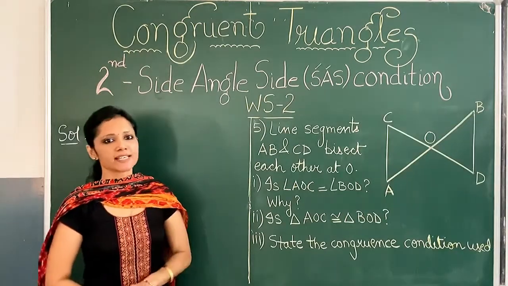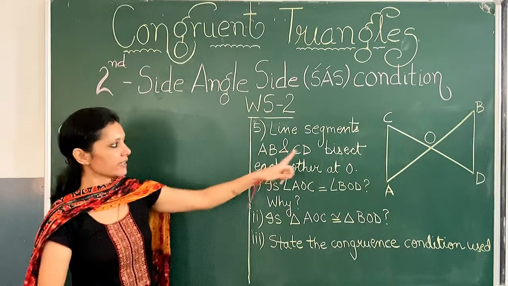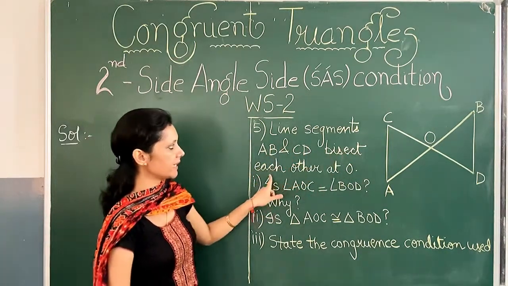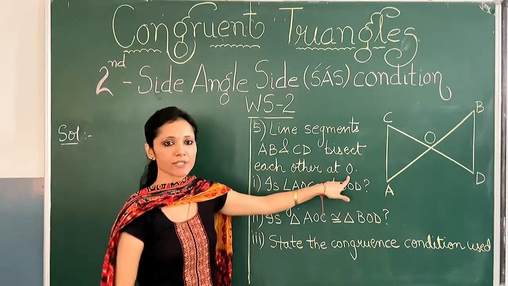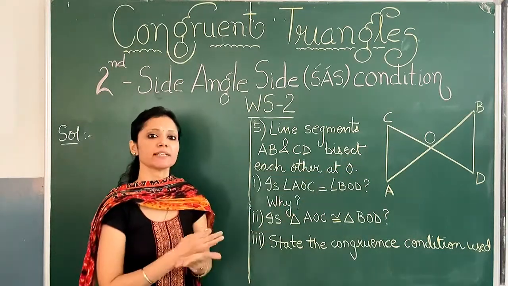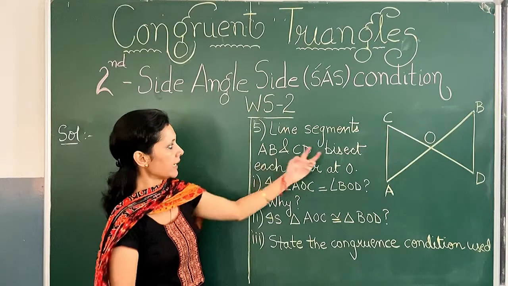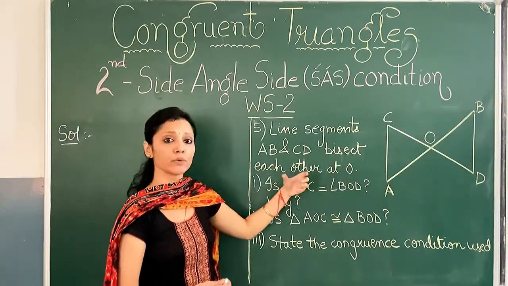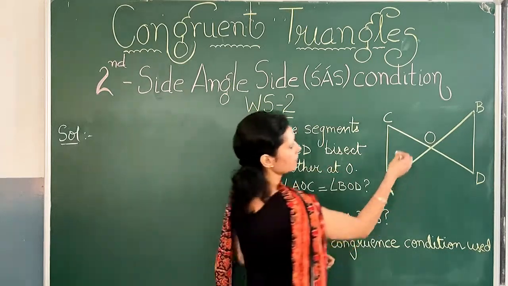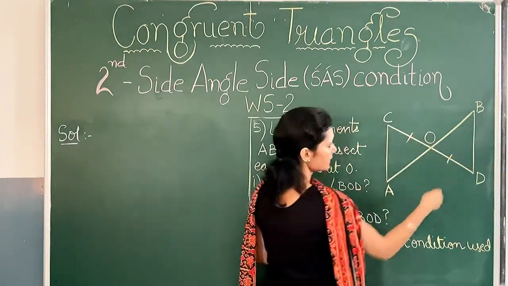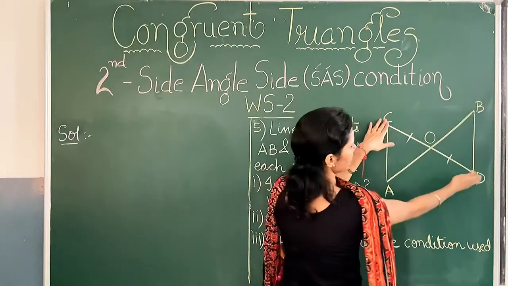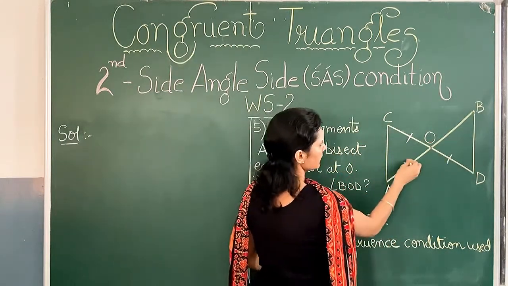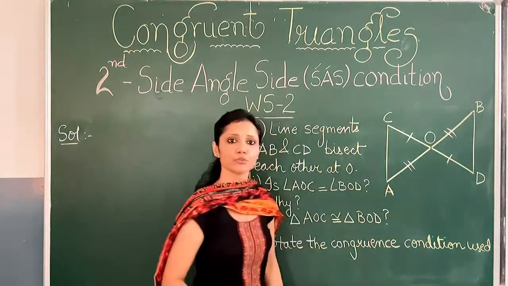The fifth and the last question of this worksheet is, in the given figure, line segments AB and CD bisect each other at O. Now as I told you, bisect means dividing into two equal parts. So they are dividing each other into two equal parts at point O. That means this is equal to this. This point O is dividing this line segment into two equal parts, and again this point is dividing this line segment into two equal parts.